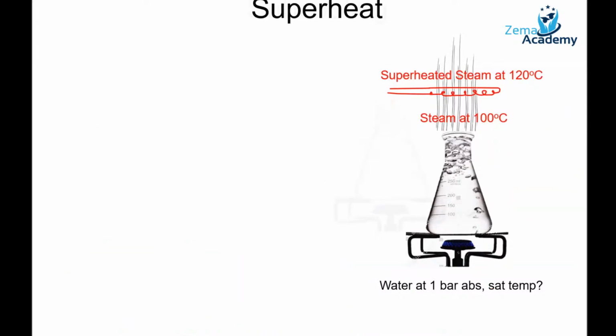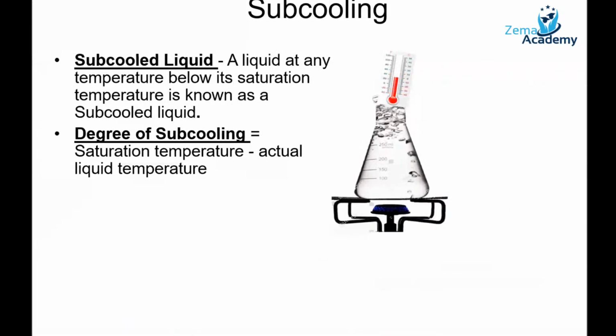And the next one, similar to the superheat, is the subcooling. Again, this is the opposite end of boiling, which is the cooling. So this is referring to a liquid at any temperature below its saturation temperature. And we can calculate the degree of subcooling. Degree of subcooling is Tsat minus T actual.